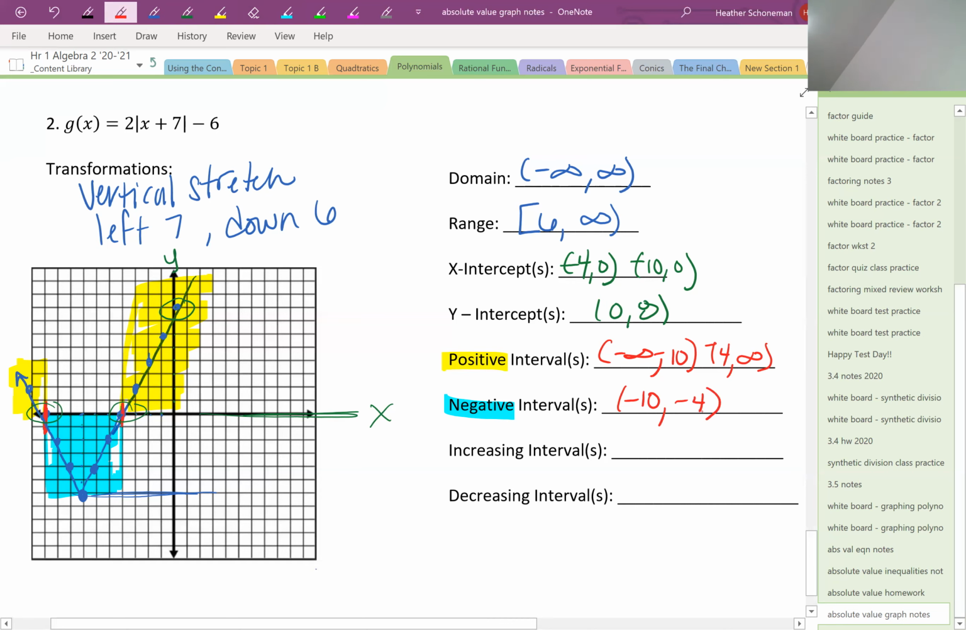Okay, increasing and decreasing. I'm going to read it from left to right. So as I go from left to right, this first section here is going down. So that is decreasing. So it started decreasing at negative infinity and stops right here. Well, that is 1. Well, this is 4, 5, 6, 7. So it's going down from negative infinity to negative 7. And then at negative 7, it changes directions and is going up. So from negative 7, it never stops going up. So negative 7 to infinity. And there's your absolute value graphs.